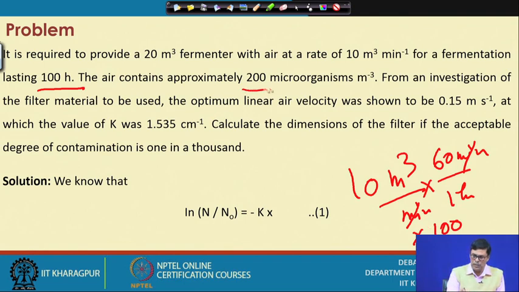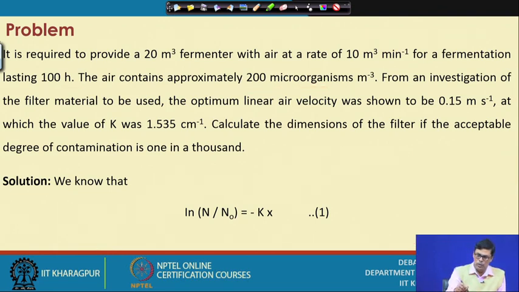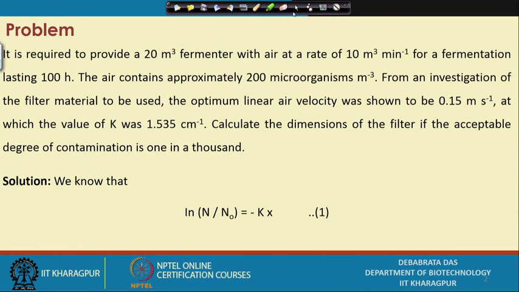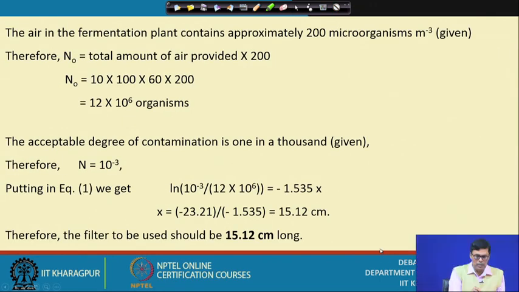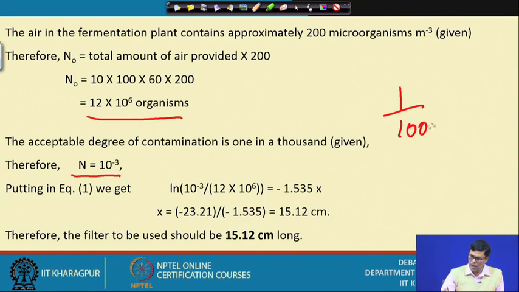Now, per cubic meter how much microorganism is present? 200 microorganisms. So, you multiply it by 200, you will get the total number of microorganisms in the air. This is exactly what we have calculated. You can see it. Then this is the inlet, and what is the microorganism we are targeting? 1 in 1000. That means 10 to the power minus 3.